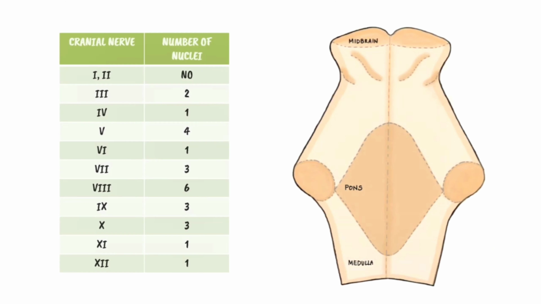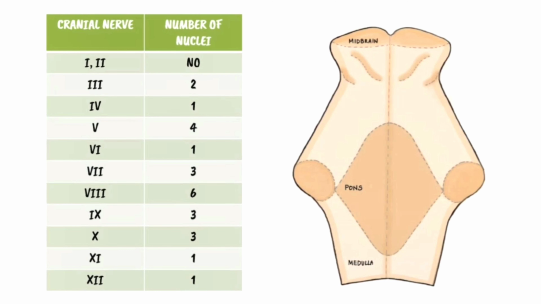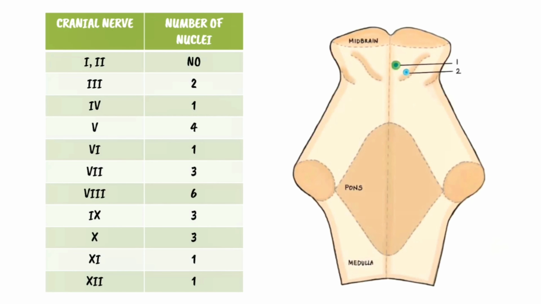To summarize, cranial nerves 1 and 2 do not have any nucleus. Cranial nerve 3 has 2 nuclei, cranial nerve 4 has 1 nucleus, cranial nerve 5 has 4 nuclei, cranial nerve 6 has 1 nucleus, cranial nerve 7 has 3 nuclei, cranial nerve 8 has 6 nuclei, cranial nerve 9 has 3 nuclei, cranial nerve 10 has 3 nuclei, cranial nerve 11 has 1 nucleus, and cranial nerve 12 has 1 nucleus.